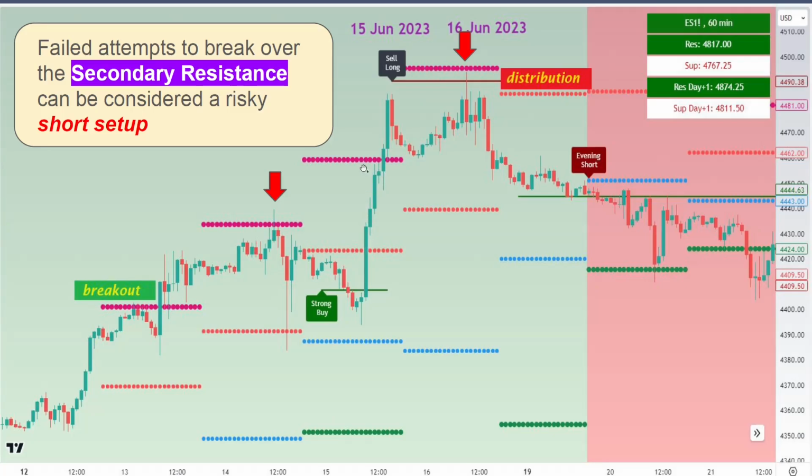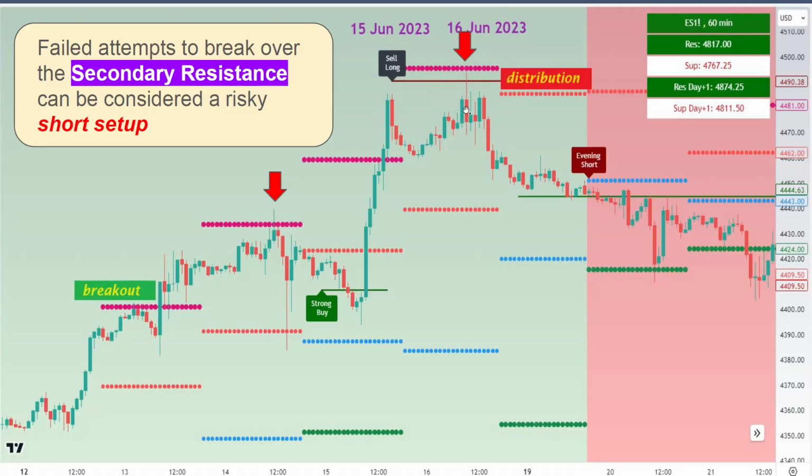By the end of the day, not only did it hit the secondary resistance, it broke over that resistance. It's ES mini 60-minute chart. It's June 2023, so it was a breakout. So this is why, again, shorting a test of the purple line, it's risky. At least you need to get a candle, 30-minute or 60-minute candle with a long wick that goes over the line but closes under. That's a solid short setup. It's risky, but at least you have chances to make money.